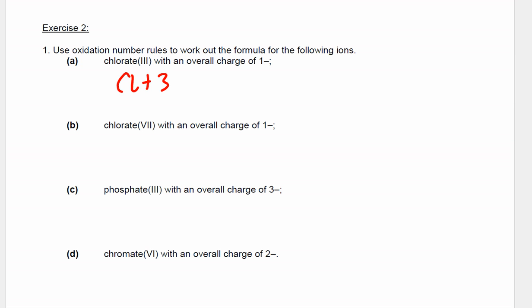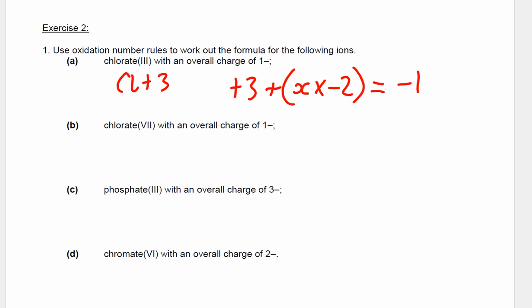So what we have to do is think, well, +3, adding on, well, what we don't know is the number of oxygens in the chlorate ion. So I'm going to have X, where X is the number of oxygens multiplied by its oxidation number of -2. And that will equal -1.